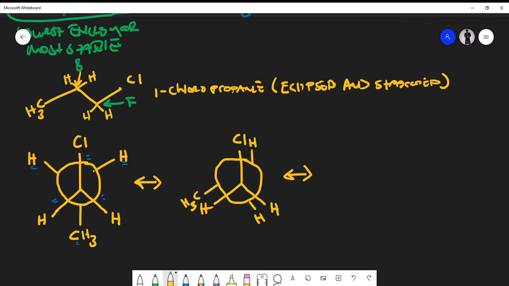Now, rotating 60 degrees again, we're going to get a staggered version, the second staggered version. Again, the chlorine is at the top, it doesn't change. My hydrogens are in the same position.